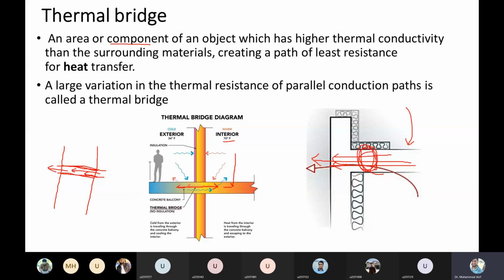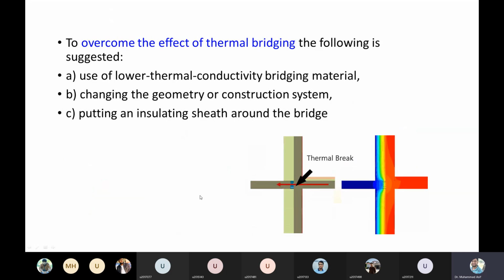and then through conduction it goes outside. So there is a loss of energy, right? That's the role of the thermal bridge, that you need to break. You need to break that connection. And how can you break that connection? To overcome the effect of thermal bridging, the following suggestions are presented.